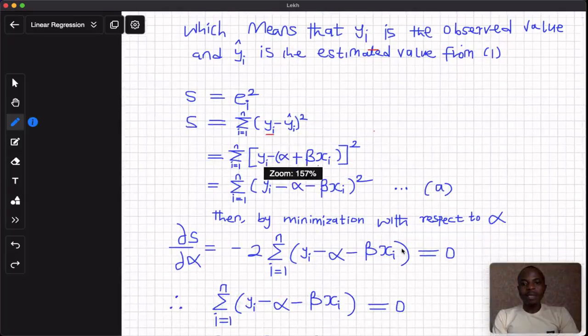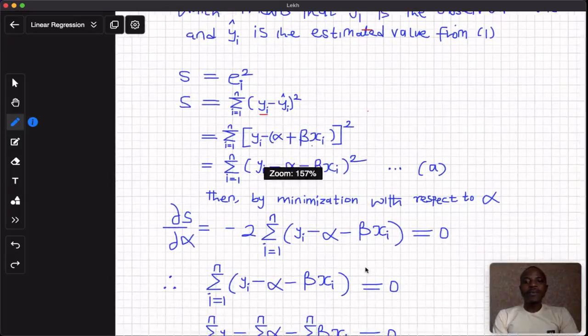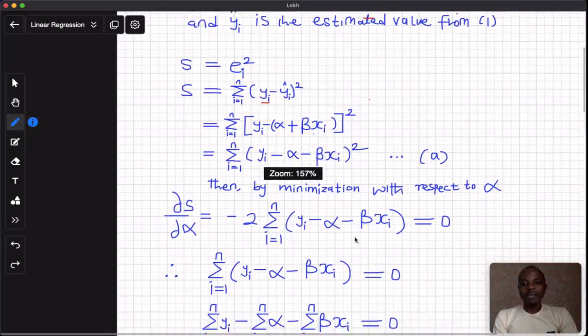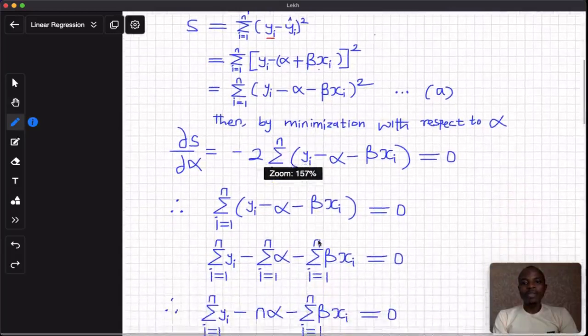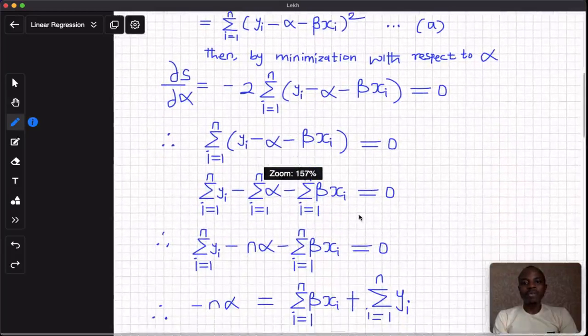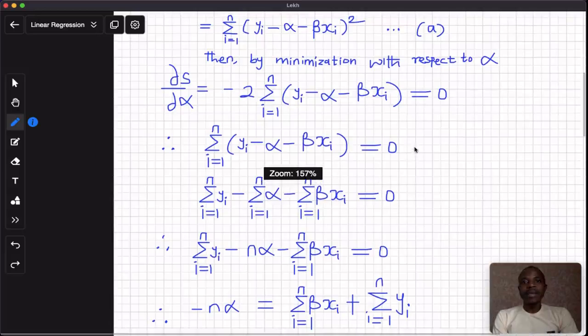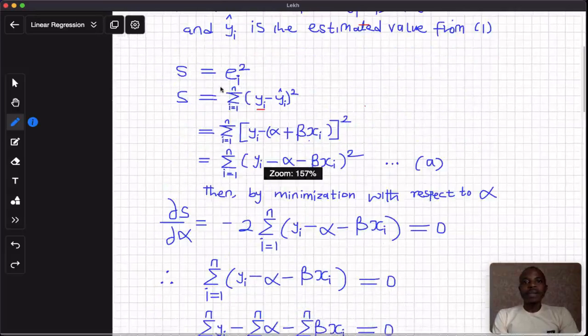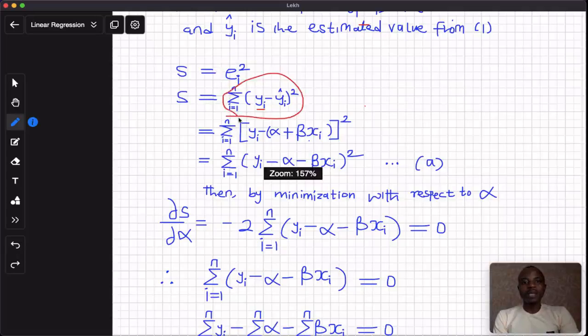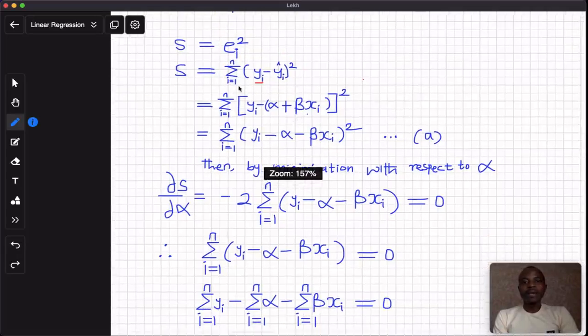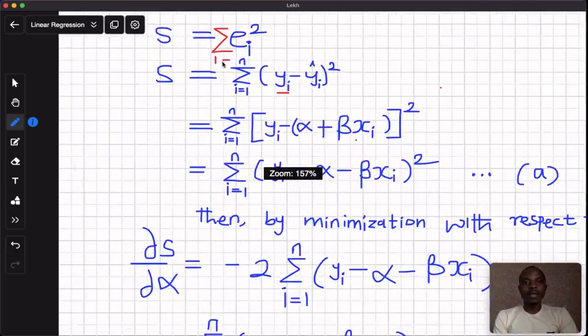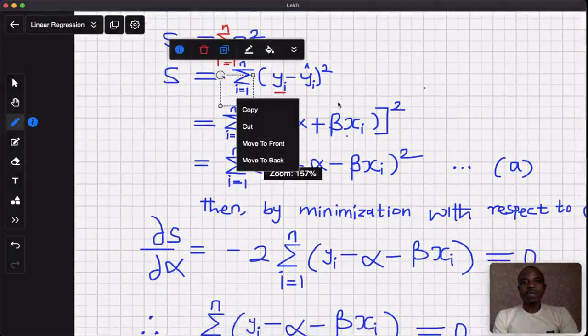Then we minimize with respect to alpha the first time. Now, if you have done calculus, and I believe you have, you find out that the minimization technique is one of the applications of differential calculus. And what you are trying to do is to find the value for which this particular expression we have here, which is equal to this, is smallest. Sorry, there's supposed to be a summation here, the summation from i equals 1 to n. So it's that summation that will become this one.